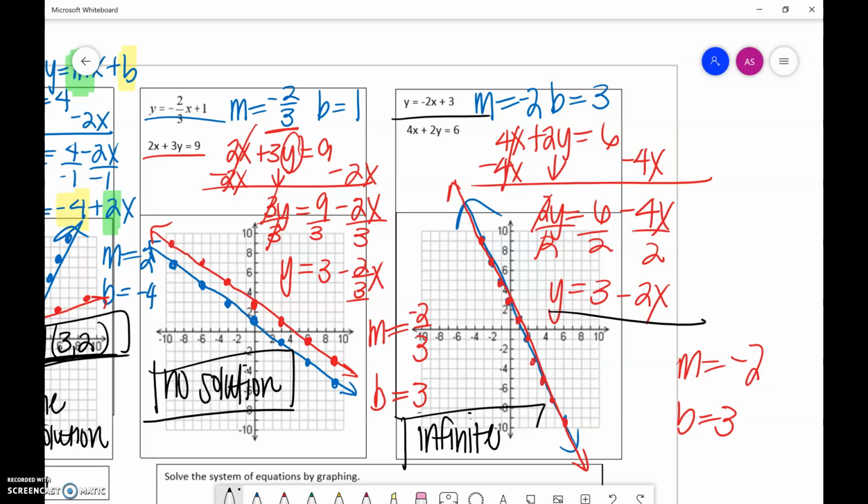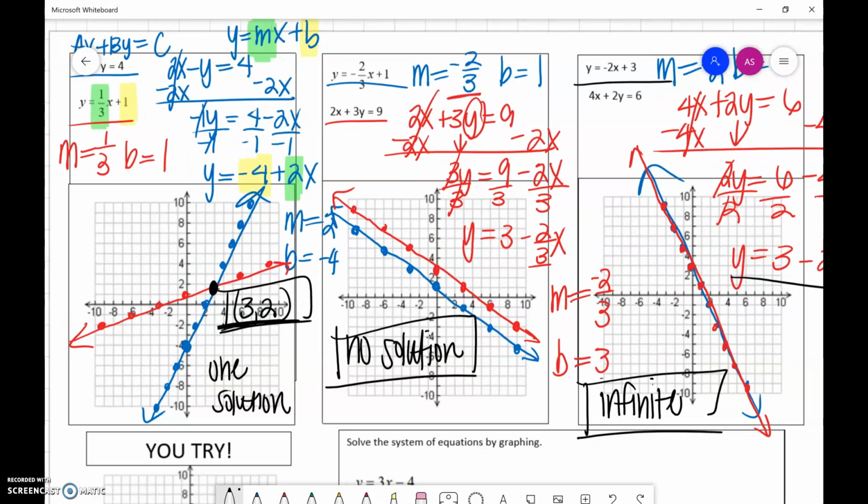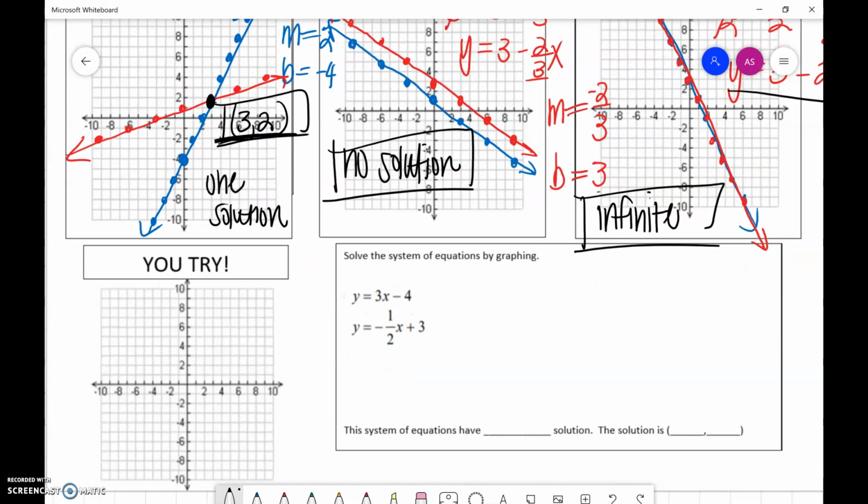Or you can say all real numbers, meaning any point that's on this line will be a solution to our system of equations, okay? So these are your three types of solutions. You have one solution, which will have one intersection point. You have no solution, parallel lines, and infinite will be right on top of each other. Okay. Now I want you to try this one at the bottom. I want you to pause the video, and once you think you have it, go ahead and press play so you can see if you got it right. Okay. Go ahead and start.